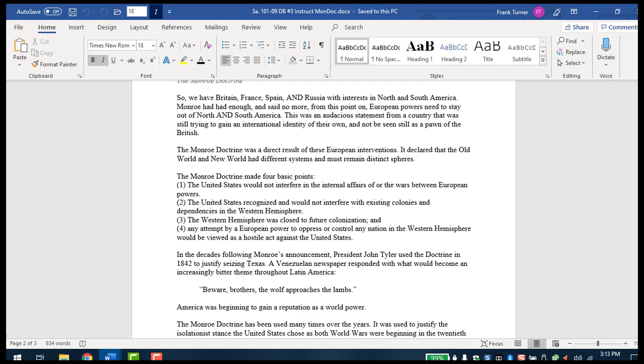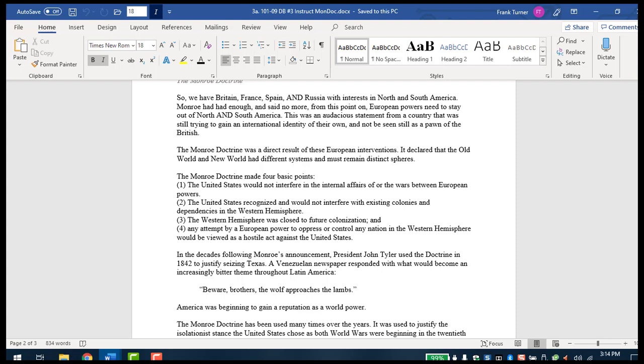Number one, the United States would not interfere in the internal affairs of or the wars between European powers. Number two, the United States recognized and would not interfere with existing colonies and dependencies in the Western Hemisphere. Number three, the Western Hemisphere was closed to future colonization. And number four, any attempt by a European power to oppress or control any nation in the Western Hemisphere would be viewed as a hostile act against the United States.